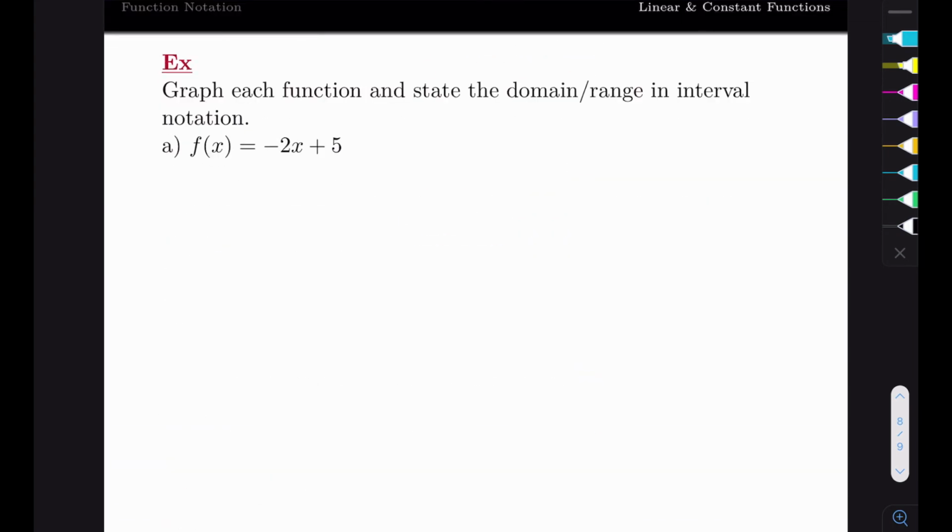So let's just do 2 quick examples. We're going to graph each function, and then we're going to state the domain and range in interval notation. And so for our very first one, we have the line f of x equals negative 2x plus 5. So here, our slope is negative 2, and our value of b is 5, which is our y-intercept. So let's start just by graphing this before we go ahead and find the domain and range. So I'm going to go up at least 5 in each direction.